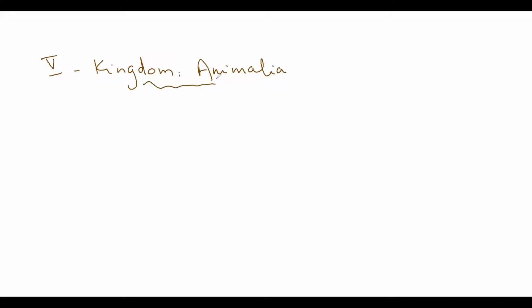So what are the general characteristics of all the animal kingdom, whether vertebrates or invertebrates? The first general characteristic that we have to mention is the number of their cells. All of them are multicellular. There are no unicellular animals, of course.